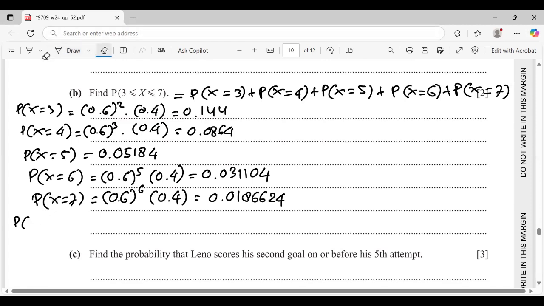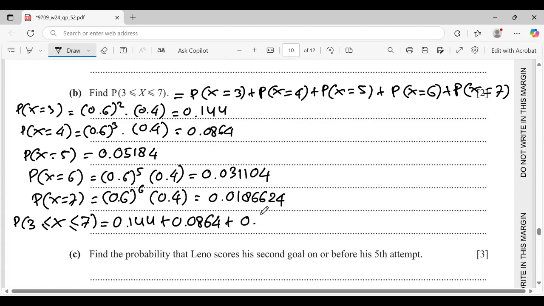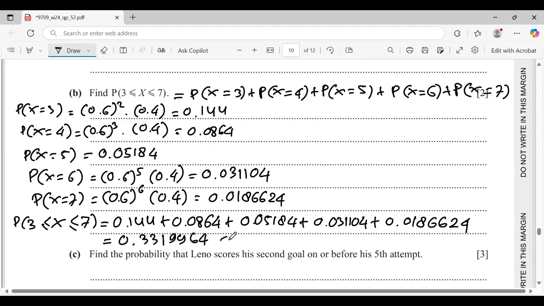Now, the probability x greater than or equal to 3 and less than or equal to 7 is the accumulation of these numbers: 0.144 plus 0.0864, 0.05184 plus 0.031104, 0.01866624, and if you calculate, the result is 0.331996 or 0.332.